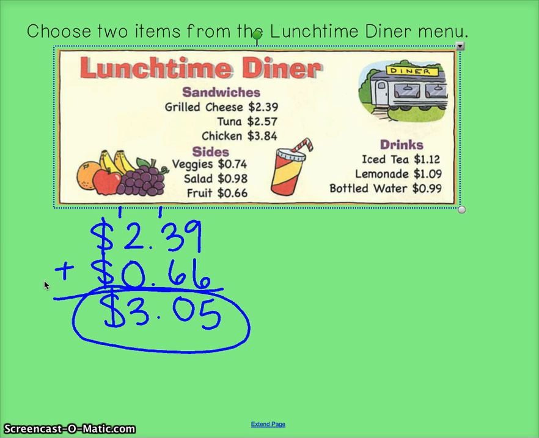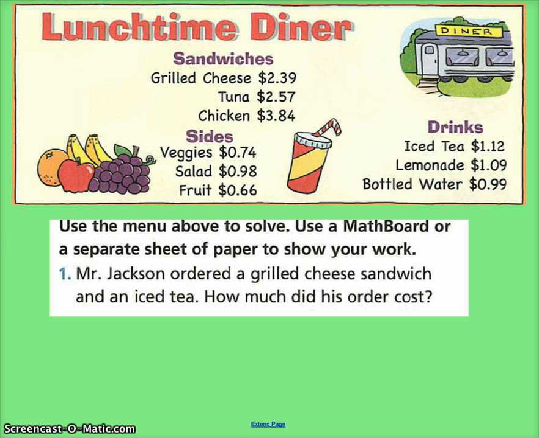Okay, that's a little preview of what you're going to be doing. Let's get started. All right, third graders, it's your turn. You are going to use the menu to solve. Go ahead on your sheet of paper, show us your work. Number 1 says Mr. Jackson ordered a grilled cheese sandwich and an iced tea. How much did his order cost? Go ahead and solve now.